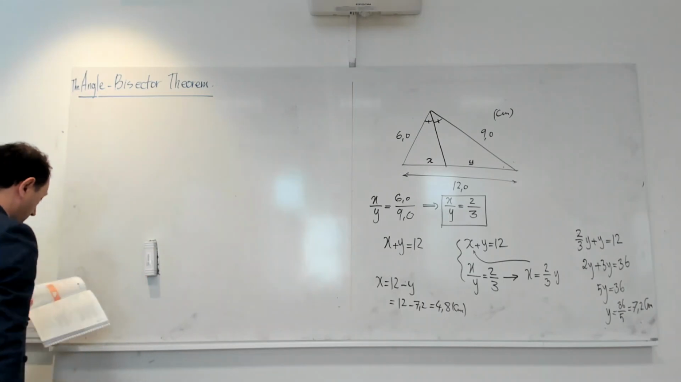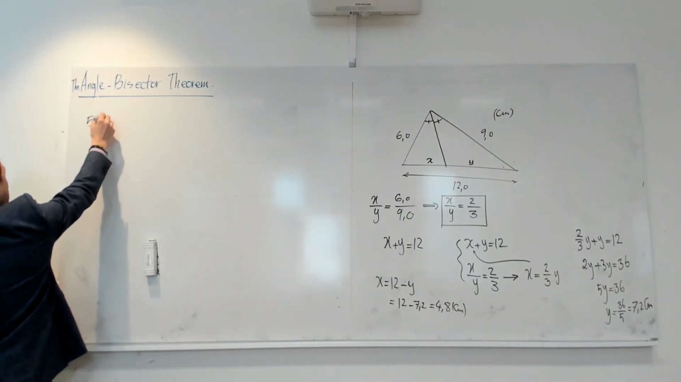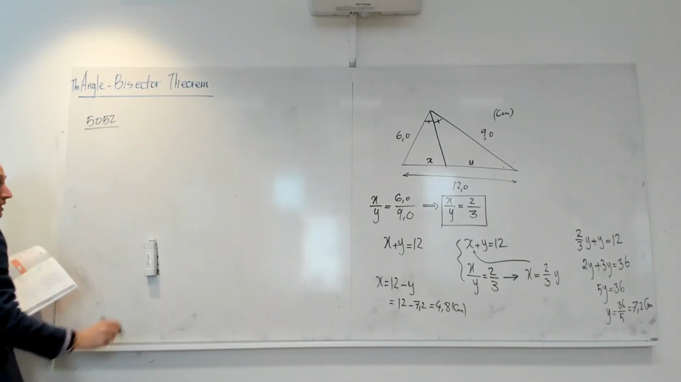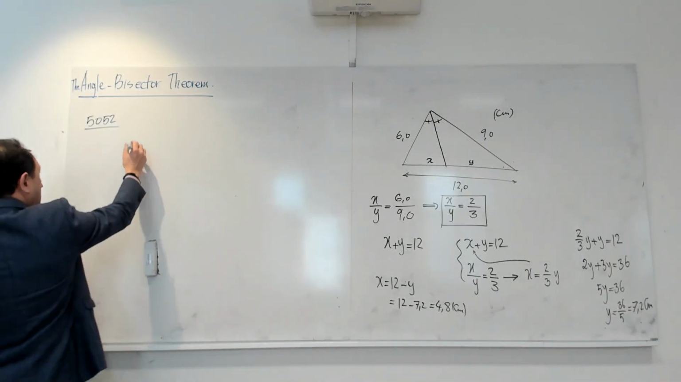So this is in my hard copy of the book. It is problem 5052. I don't know in the electronic version what that is, but they have given you a right angle triangle.